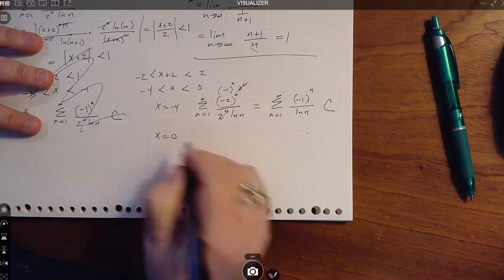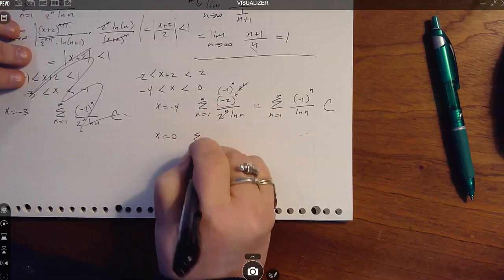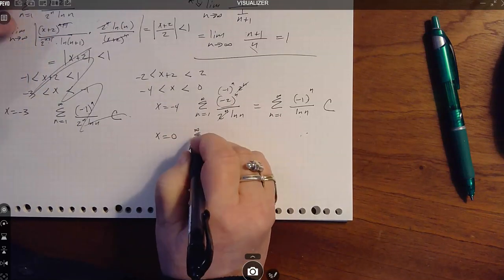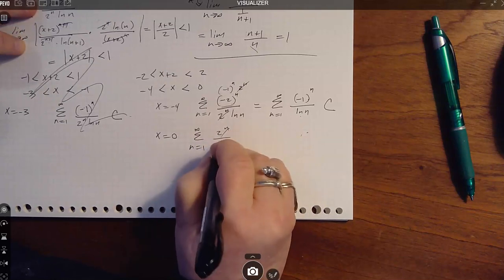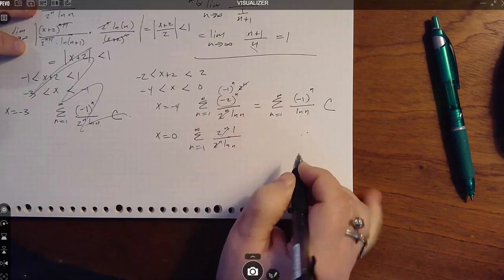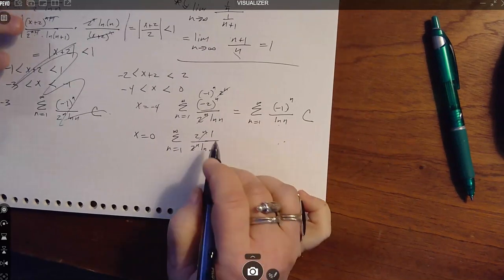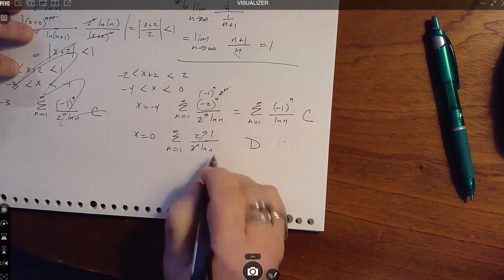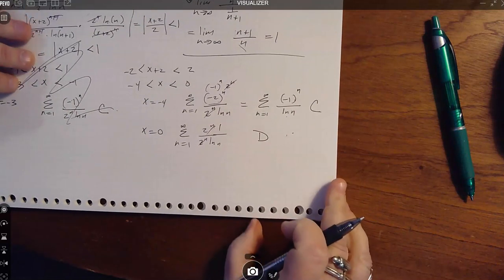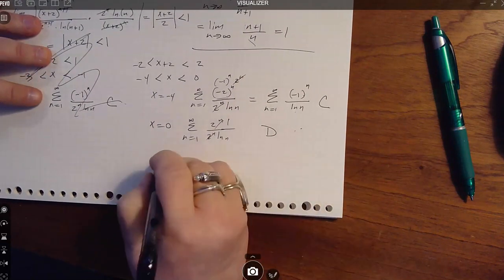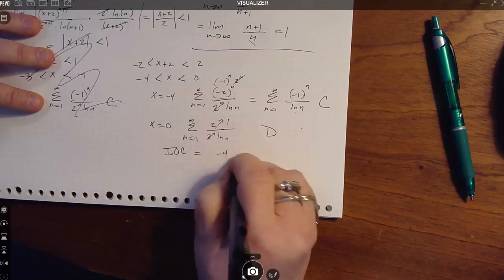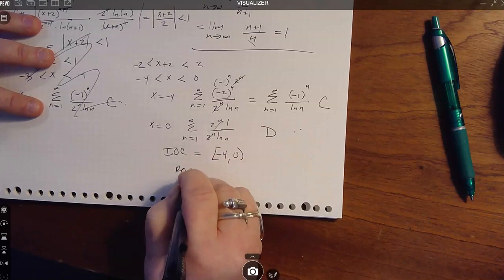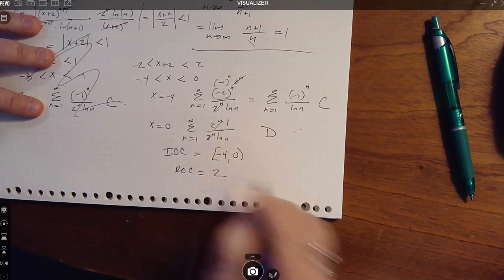If x equals 0, I have summation as n goes from 1 to infinity of 2 to the n over 2 to the n natural log of n. Those guys cancel, so I'm left with 1 over natural log of n. That is going to diverge because 1 over natural log of n does not go to 0 fast enough. So my interval of convergence is equal to -4 to 0. I can include the -4 but not the 0. The radius of convergence is equal to 2.